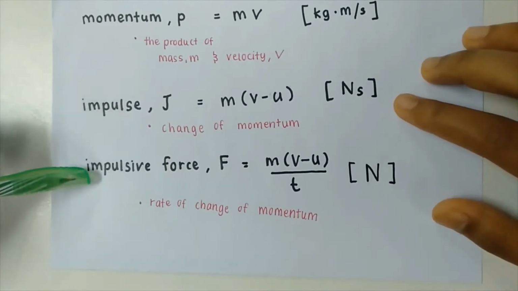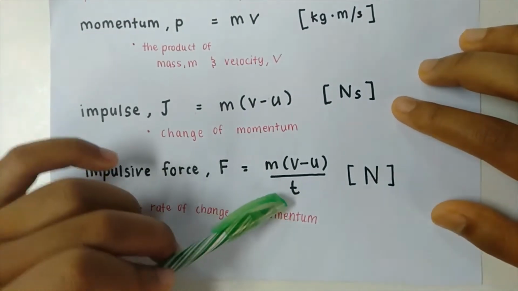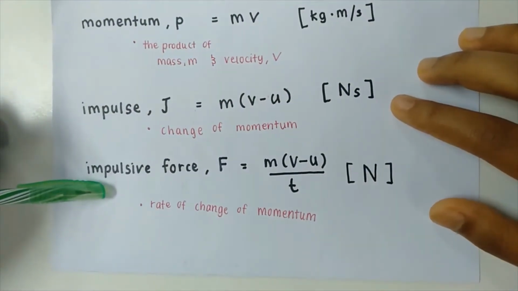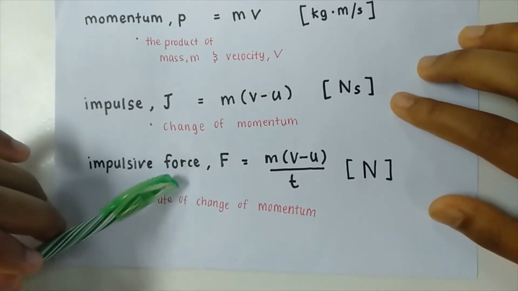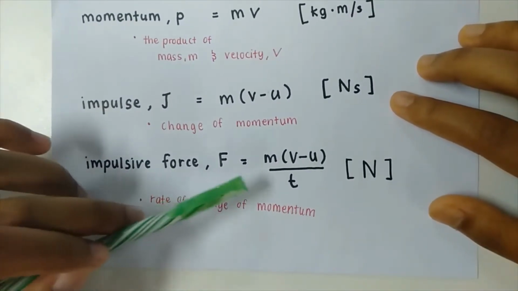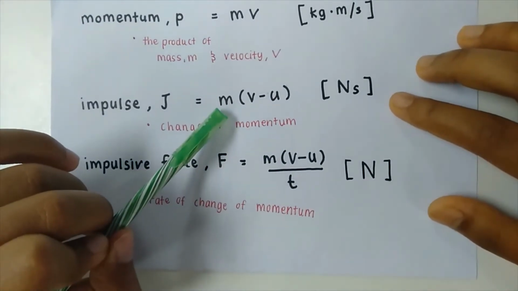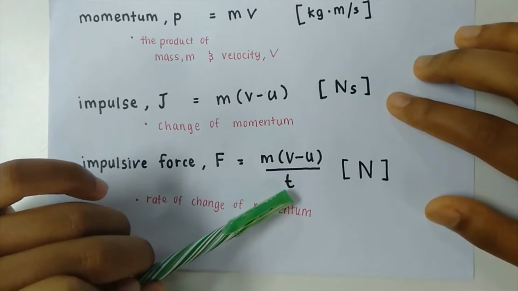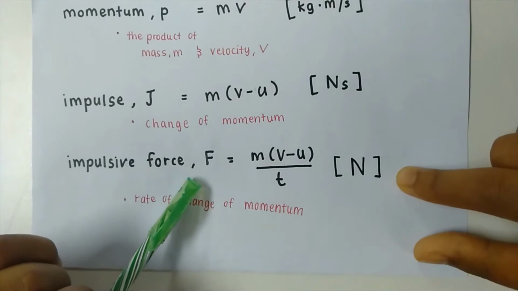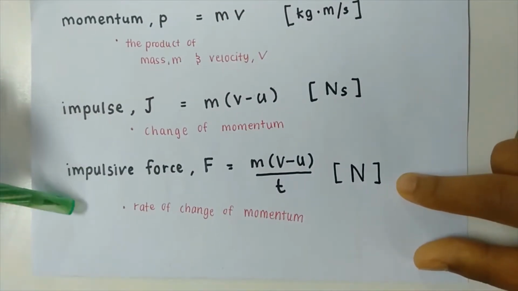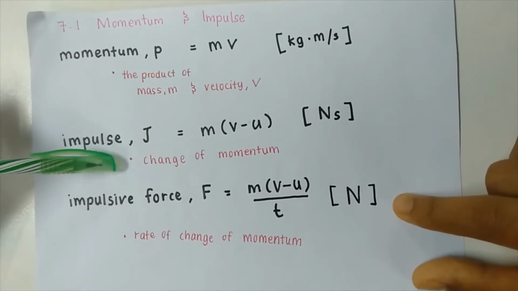Impulse and impulsive force, it's quite same. The difference is impulsive force have time, so that is why impulsive force defined as the rate of change of momentum. The formula of impulsive force is F equals to m bracket v minus u, which is the impulse, over time. So the unit is in Newton because it is force. I hope you guys can remember these three simple formula, that is momentum, impulse, and impulsive force.